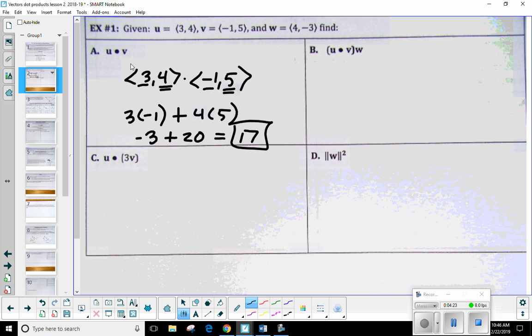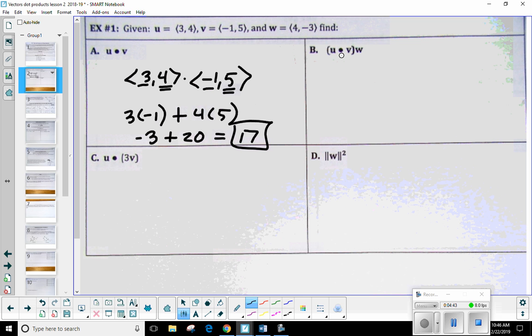There you go. That is all you have to do to multiply vectors. That's what we refer to as a dot product. Any questions? Okay. Multiply the corresponding values, add those products. Now B is an extension of A. You'll notice we've already got the dot product for U and V.